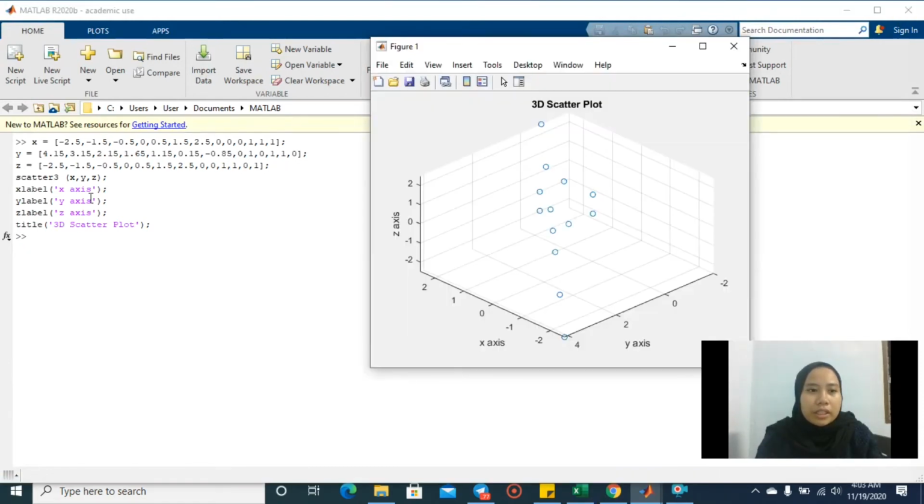This is the code that we are using in the MATLAB software. Okay, x, y, and z mean x1, x2, and x3. Okay, this is the 3D scatter plot graph that we got, and this is the straight line from the table of x1 and x2. We got the values, and these are the coordinates of x1, x2, and x3.